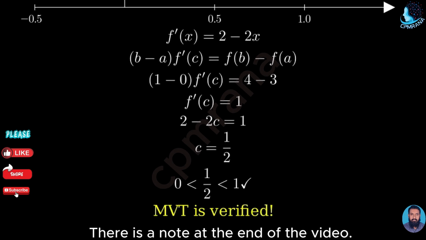Therefore, we have proven that the mean value theorem holds for this function on the interval from 0 to 1, with c = 1/2 being the point where the instantaneous rate of change equals the average rate of change.